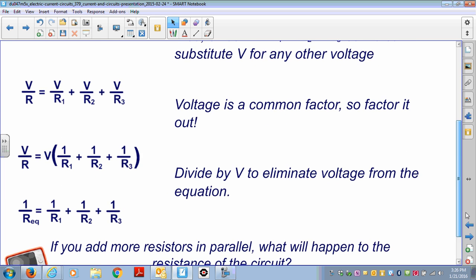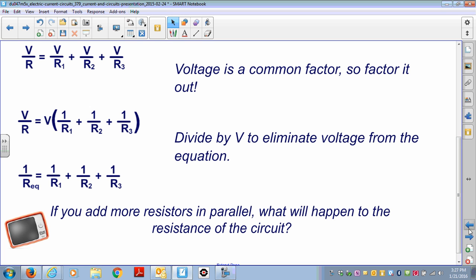If you look at this derivation, we find that 1 over the equivalent resistance is equal to 1 over R1 plus 1 over R2 plus 1 over R3. If you add more resistors in parallel, what happens to the total resistance of the circuit? Well, it depends on the value of the smallest resistor. The smallest resistor will make that the limiting factor. So the equivalent resistance is always less than the smallest resistor added in parallel.